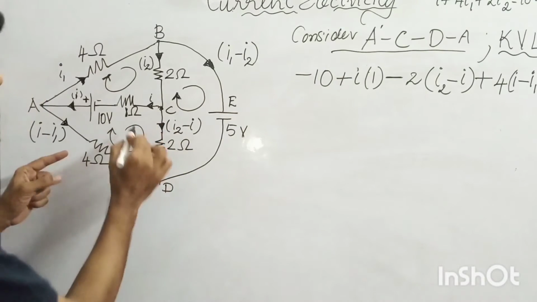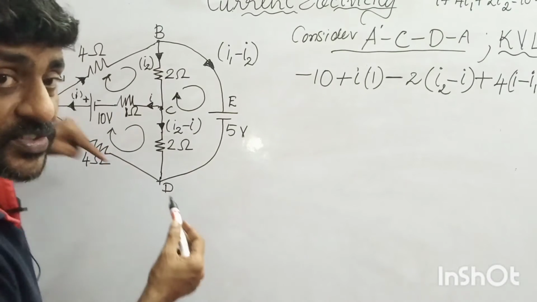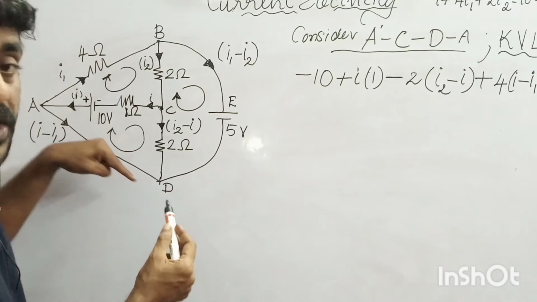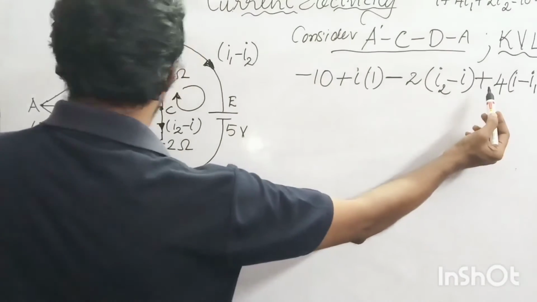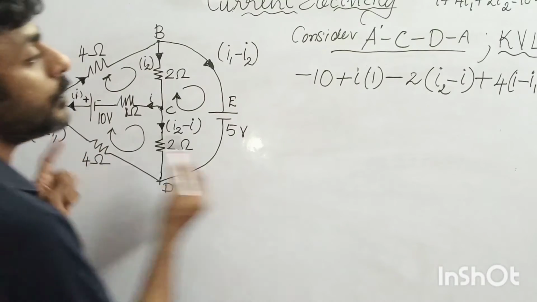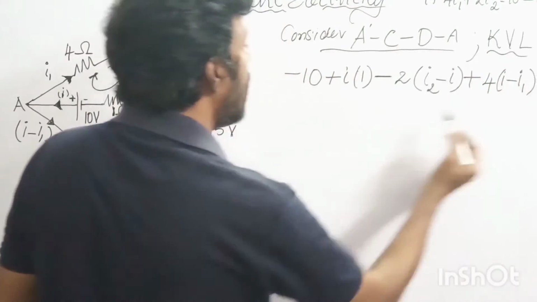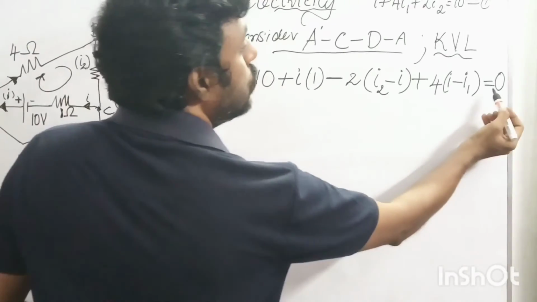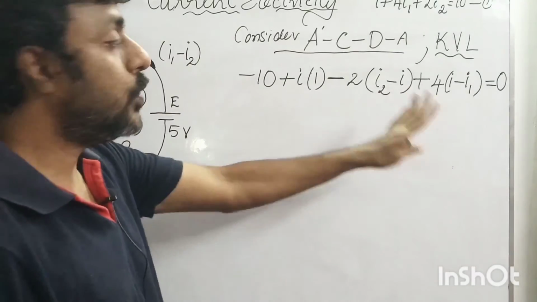While moving in the clockwise direction, I find another current which is flowing in the opposite direction to the direction of my travel. So again I'm introducing a positive sign, and I'm multiplying this value of resistance along with the value of the current, and I'm equating all the quantities to be equal to 0. This is how it works.